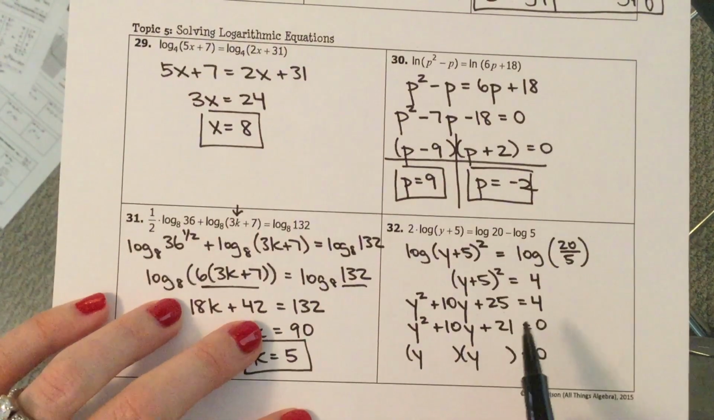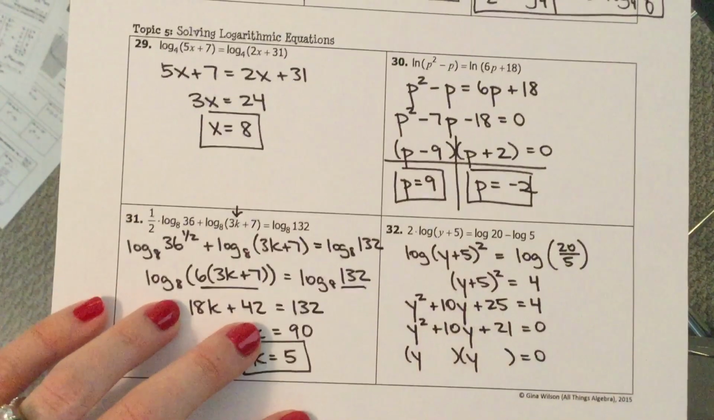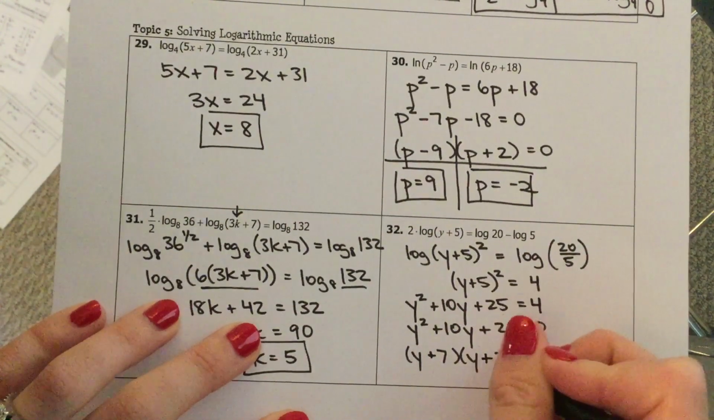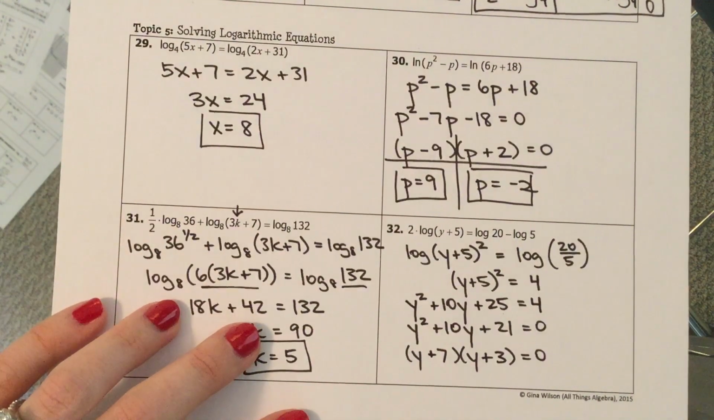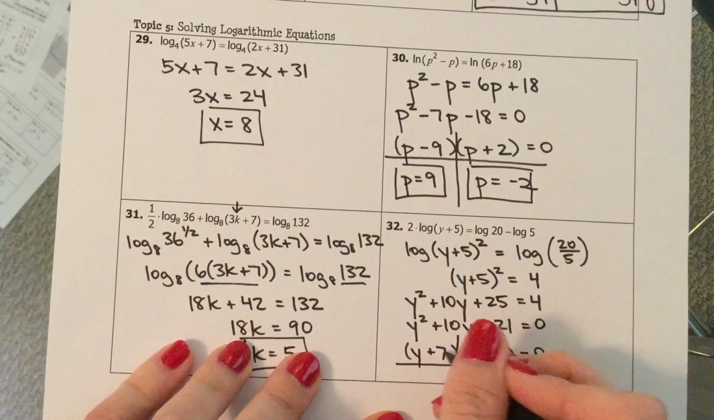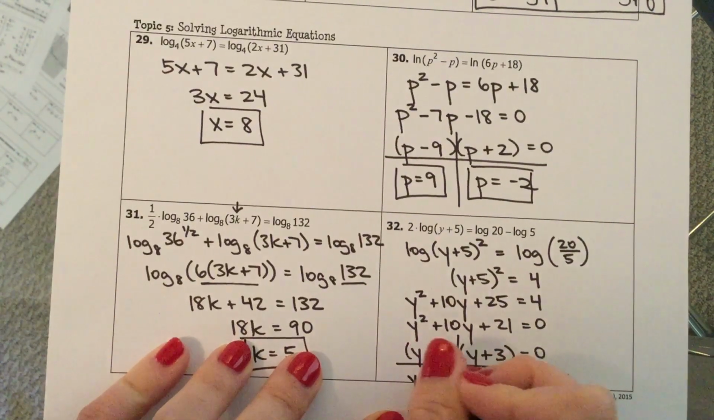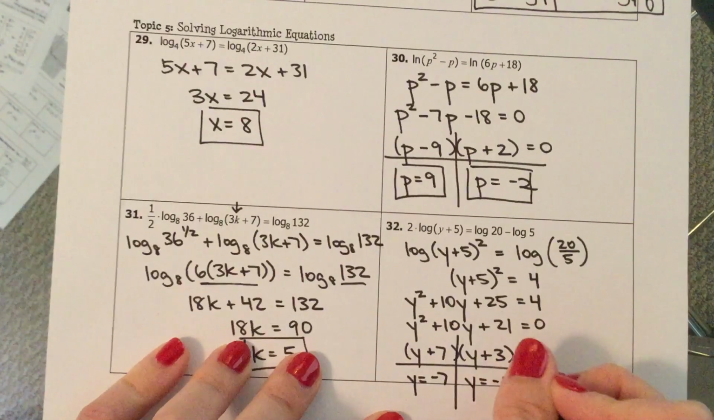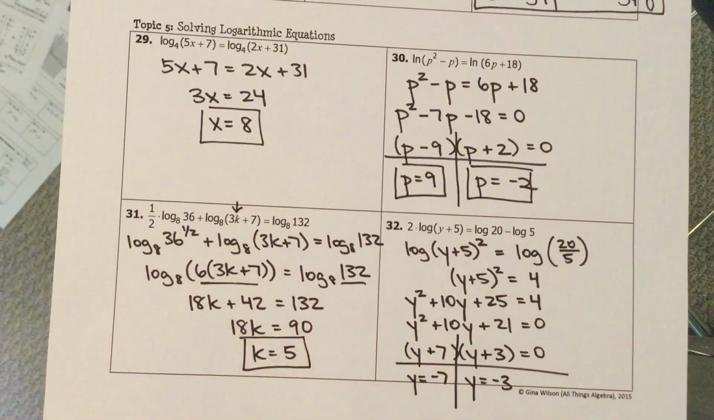So factoring, I need to multiply to 21, and then my inside terms need to add to 10. So multiplying to 21 and adding to 10 would be 7 and 3. Okay, so set each one of these equal to 0. When I take y plus 7 and set it equal to 0, I get y equals -7. And when I take y plus 3 and set it equal to 0, I get y equals -3.